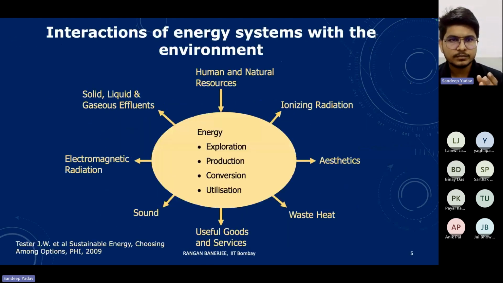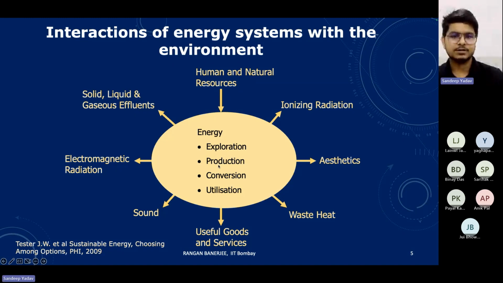So starting with the human interaction between the energy system and the environment, we can see that energy covers exploration, production, conversion, and utilization. And this depends on various factors like human natural sources, ionizing radiation, aesthetics, waste heat, sound, electromagnetic radiation, solid and liquid gases, effluents. This is the relation between energy and the environment.